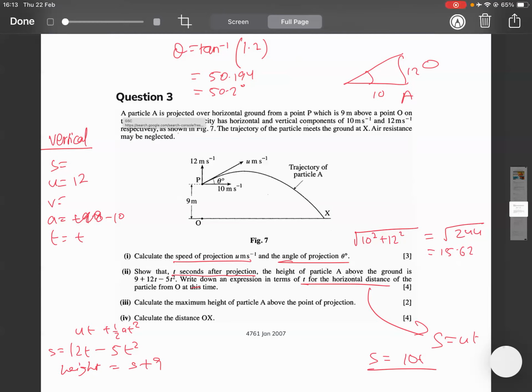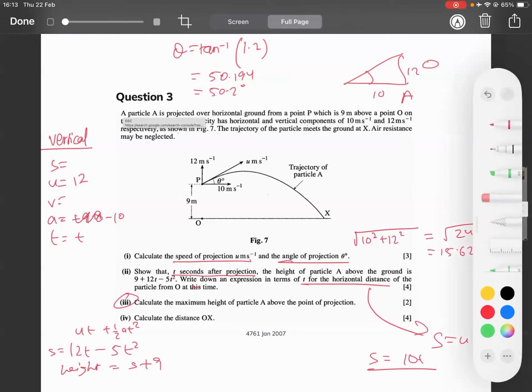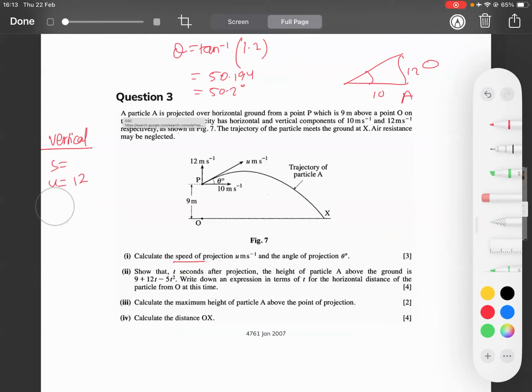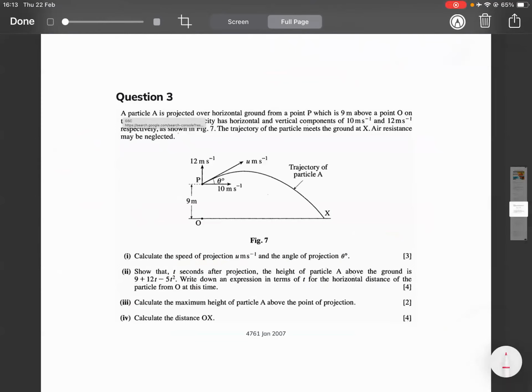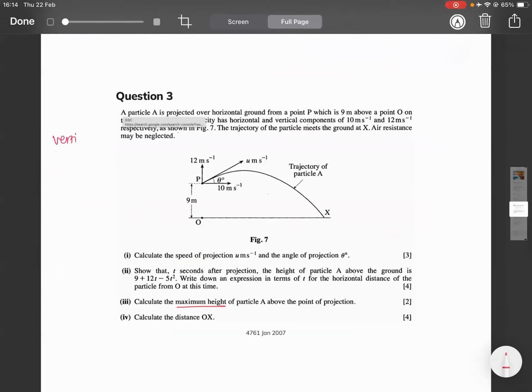Part 3, work out the maximum height. What's special about maximum height? What would we use in terms of the suvat? Vertical. Yeah, it equals 0. Which one? Horizontal, no, vertical. Vertical what? Velocity is 0. So we do a vertical suvat for maximum height.